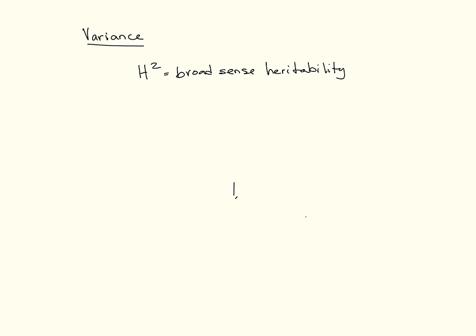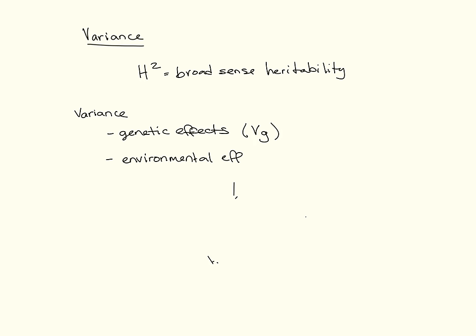So let's start by talking about what causes variance. And as we talked in class on Thursday, we know that there are genetic effects. For example, the number of genes that are involved in producing a particular phenotype. And we call that variance due to genetics, VG. We also know that there are environmental effects. We can call that variance due to environment, or VE.